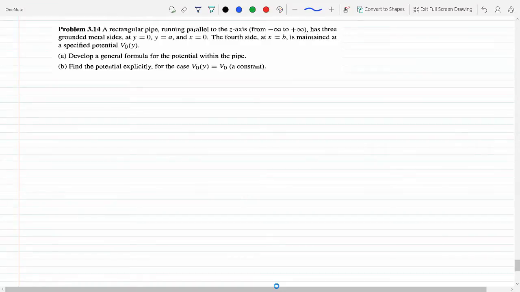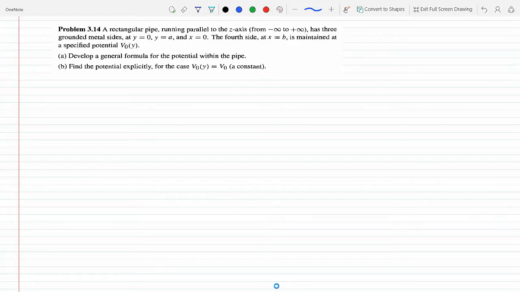So, a rectangular pipe. It's along the z-axis from minus infinity to plus infinity. Let's draw how that looks.